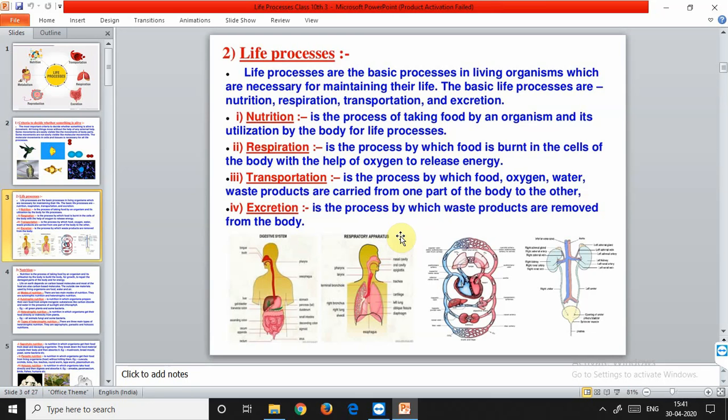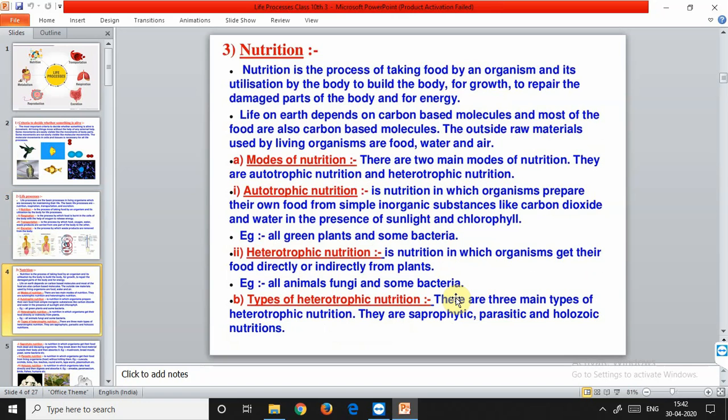Then we talked about transportation. Transportation was also different in the case of plants and animals. In plants, the transportation was majorly carried on by the xylem and phloem. Xylem was destined for the transportation of water, and phloem for the food. Food in the case of plants mainly includes the nutrients that were absorbed by the roots. Then excretion, that was the process of the elimination of any toxic substances or any waste products from our body to the outside.